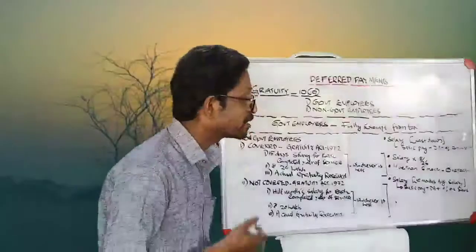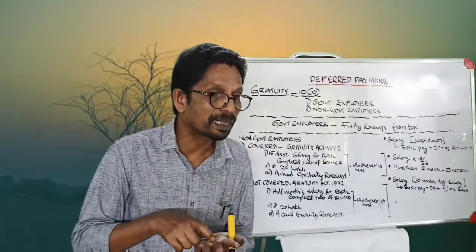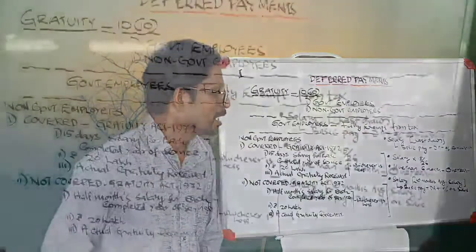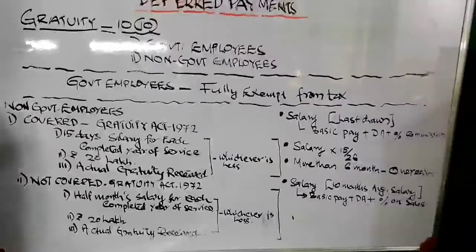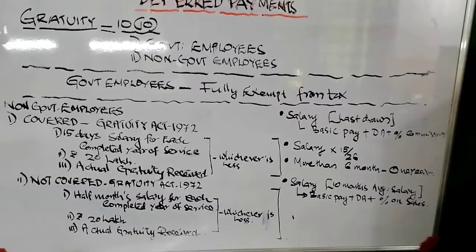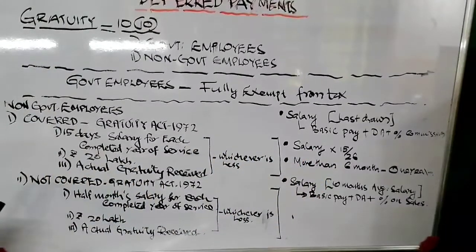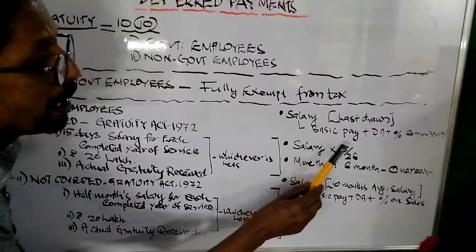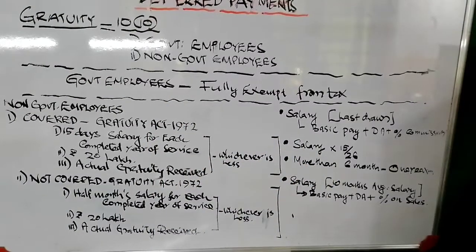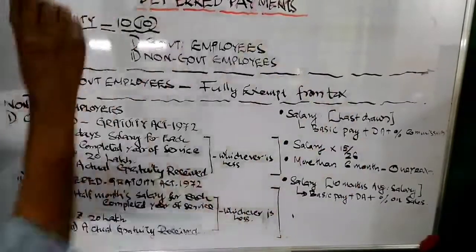Remember, one month consists of only 26 days. Thus the one month salary is computed, and 15 days salary is computed as salary into 15 divided by 26. Again, what is the meaning of salary? Salary here means the salary last drawn. The salary last drawn is considered for finding the gratuity amount.